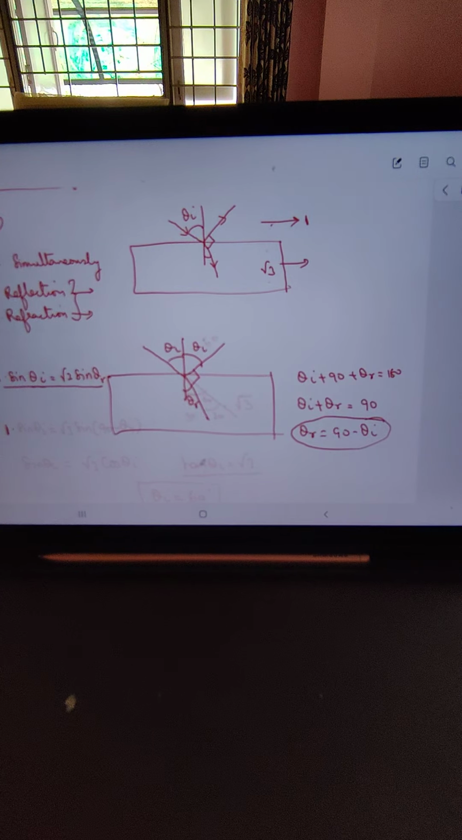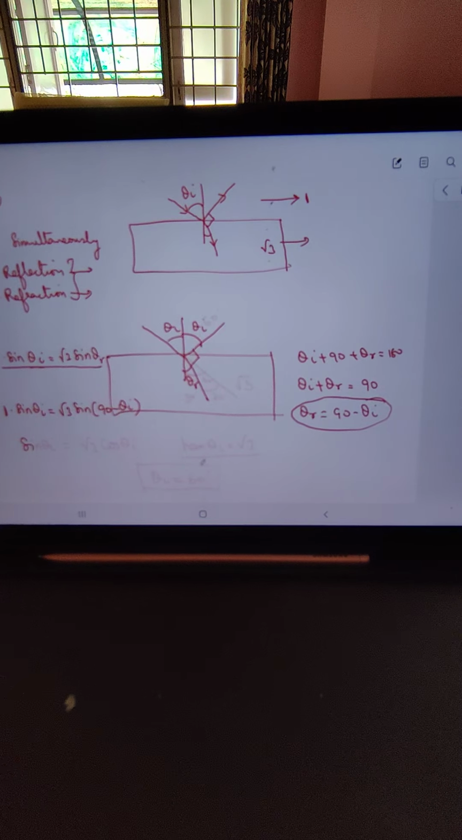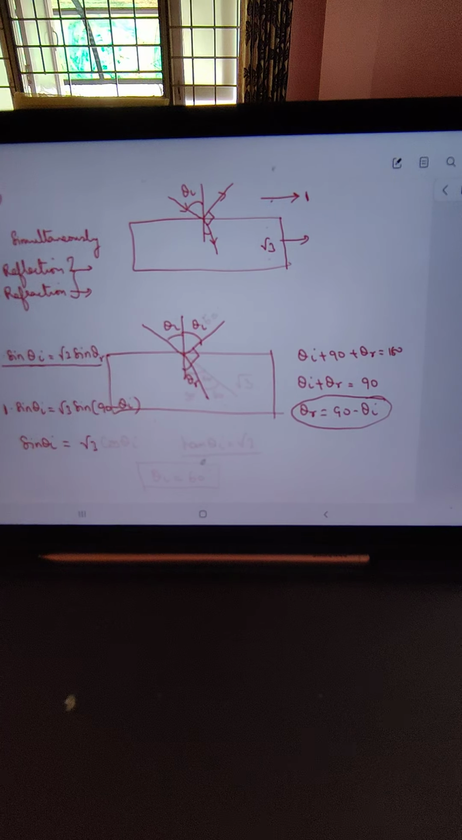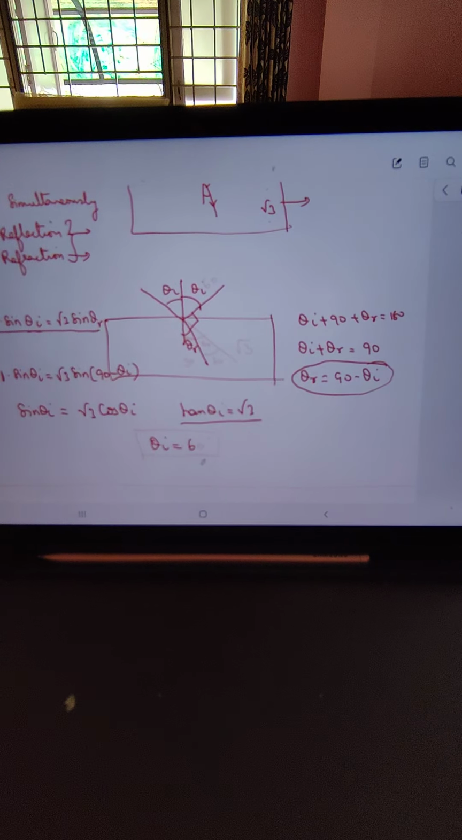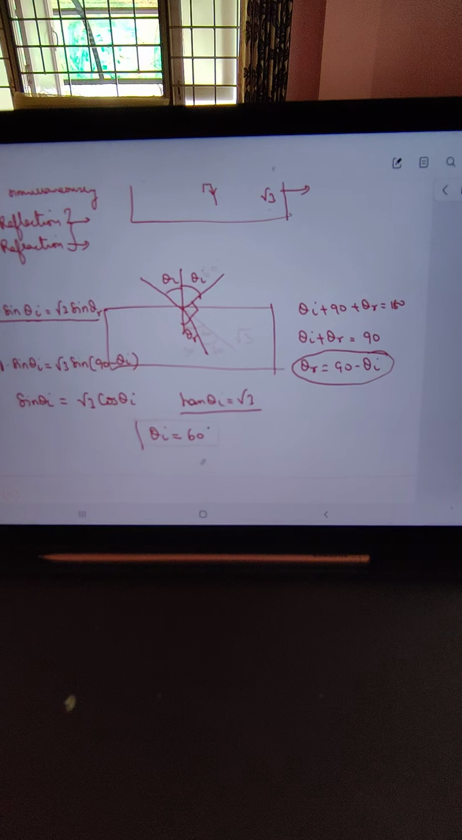So you get 1 into sine theta I is equal to root 3 into sine of 90 minus theta I. Now this is sine theta I is equal to root 3 into cos theta I. So tan theta I is equal to root 3. And you know that the solution of this, if the angle is between 0 to 90, theta I is equal to 60 degrees. So this is the angle of incidence for which the refracted and reflected ray are mutually perpendicular. So this will be 60 and this will be 30.